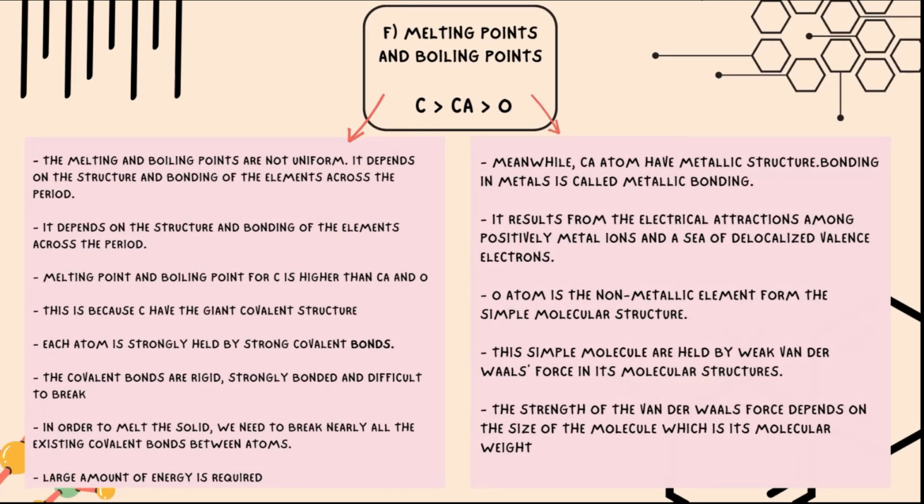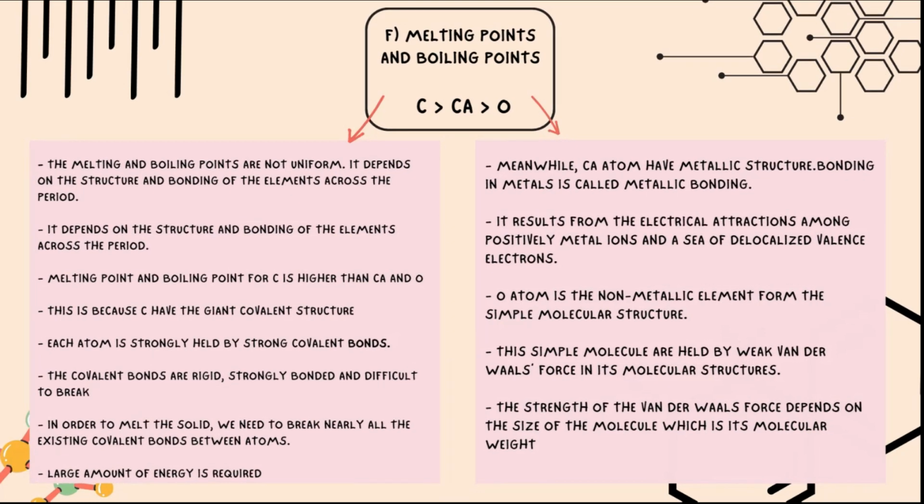Last but not least, melting points and boiling points. The melting and boiling points are not uniform. It depends on the structure and bonding of the element across the period. Melting point and boiling point for carbon is higher than calcium and oxygen. This is because carbon has a giant covalent structure, in which each atom is strongly held by strong covalent bonds. The covalent bonds are rigid, strongly bonded, and difficult to break. In order to melt the solid, we need to break nearly all the existing covalent bonds between atoms. So a large amount of energy is required.